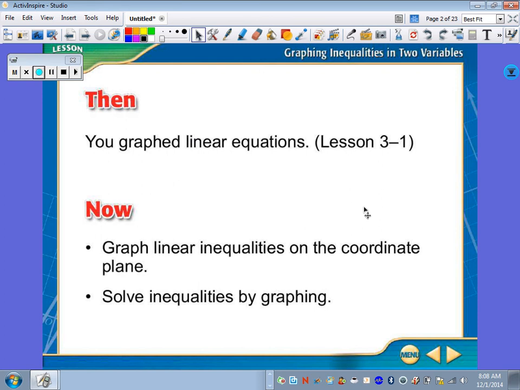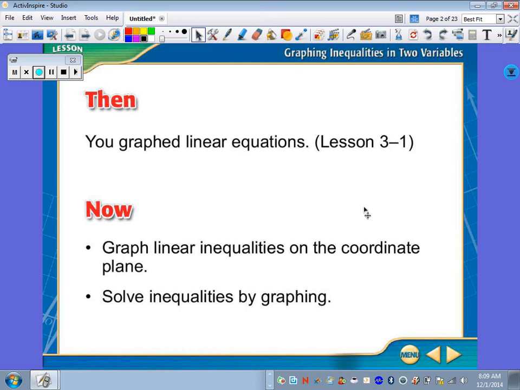Okay, so you know how to graph linear equations. That's what we've done previously. So now all we're going to do is graph linear inequalities on a plane. What that means is you're going to be doing shading. So you're still going to have to understand how it works. Calculator can't do everything, okay? And then you're going to solve inequalities by graphing. So we're just going to jump right in, okay?